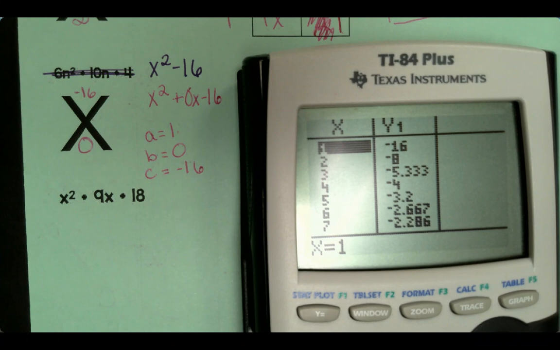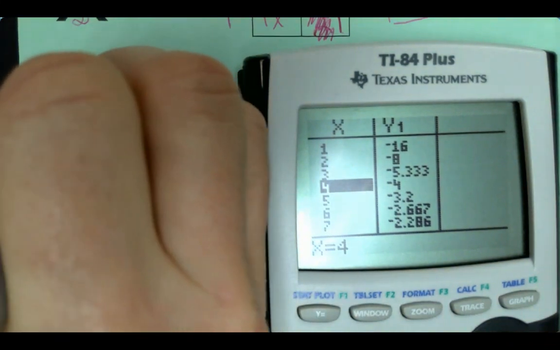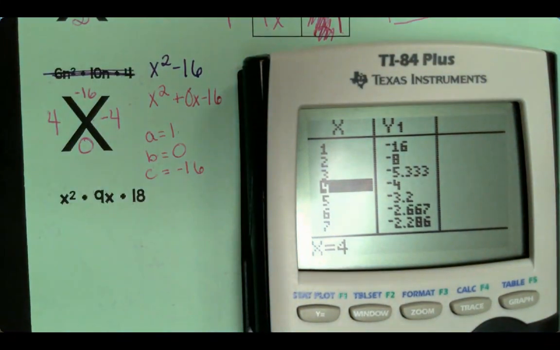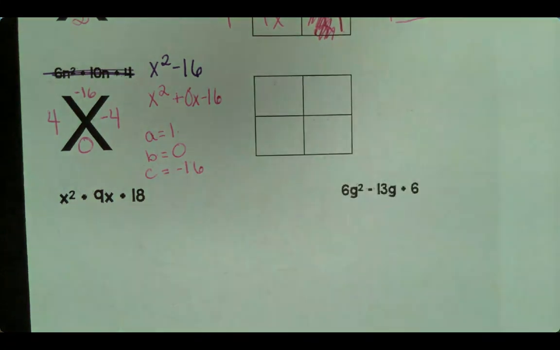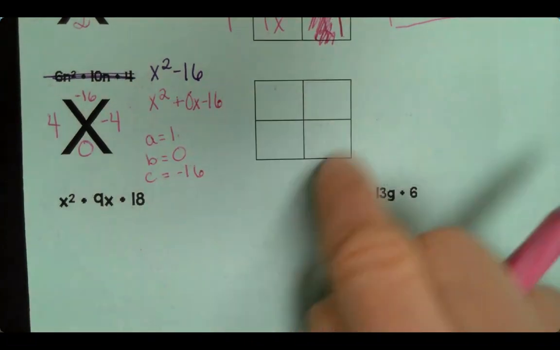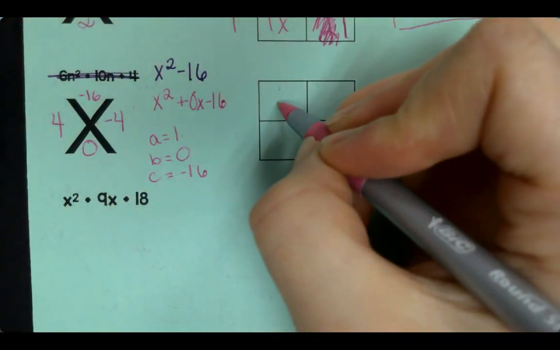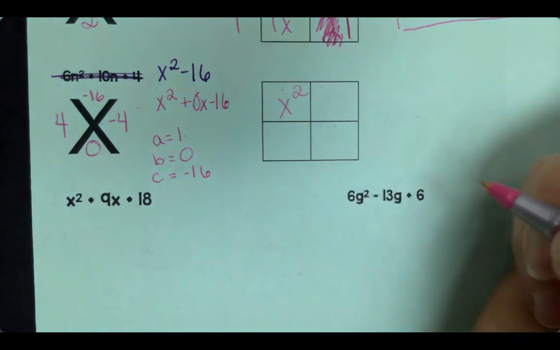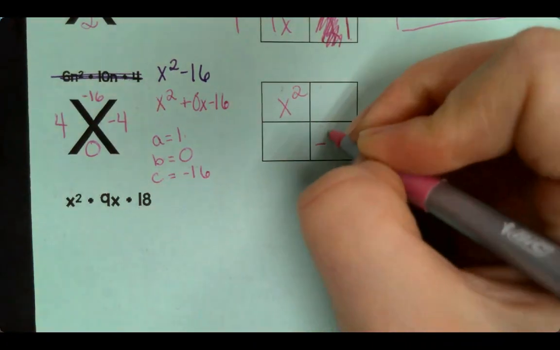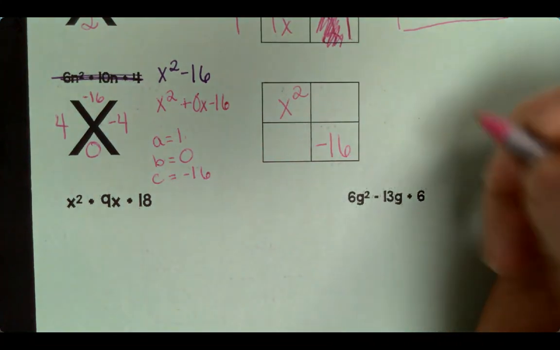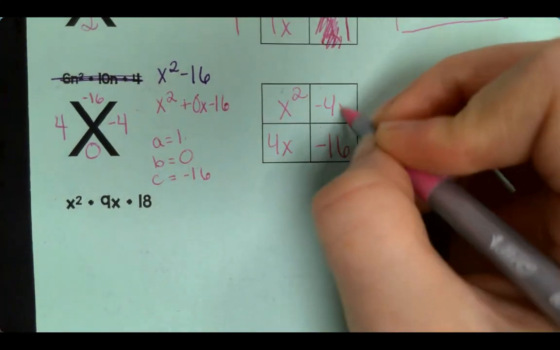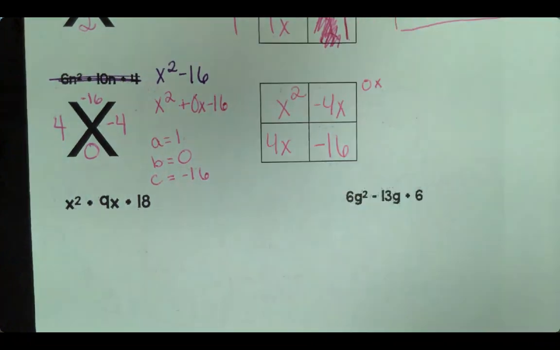So 1 and negative 16, that's not going to give me 0. 2 and negative 8, that's going to give me negative 6. What about 4 and negative 4? That gives me 0. Yeah. Those are our magic numbers. All right, so now let's fill in the box. It goes on the top left. 4x and negative 4x, and that gives us a 0x.